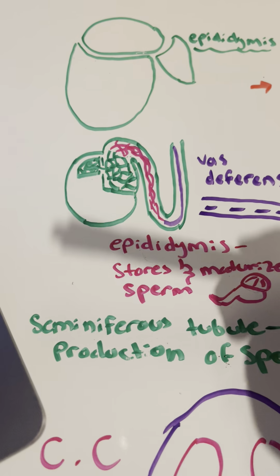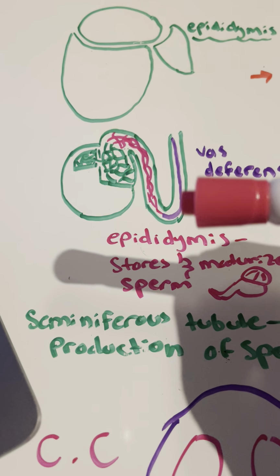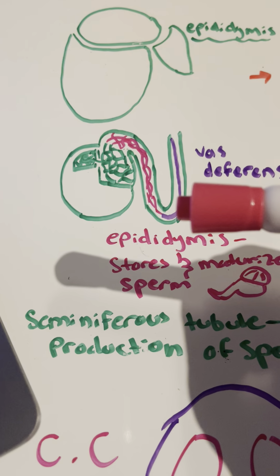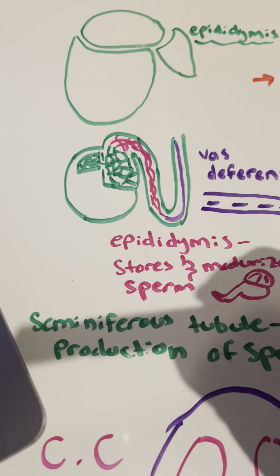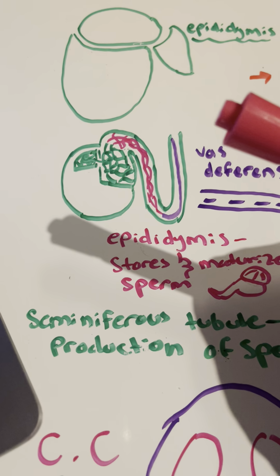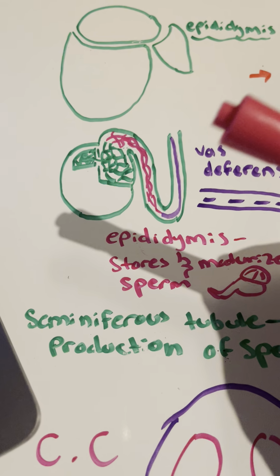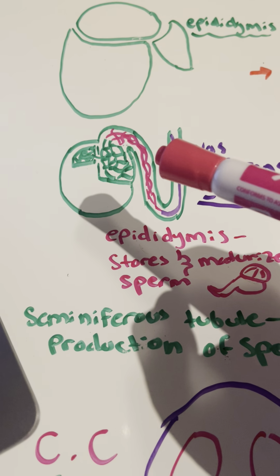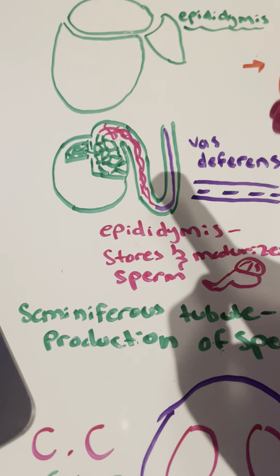Then after that, we travel upwards to where the epididymis is located. The epididymis is also like a spaghetti bunch. The reason the epididymis is very important is because we store and mature the sperm cells in here. After we mature and store the sperm cells here, they go through the vas deferens.